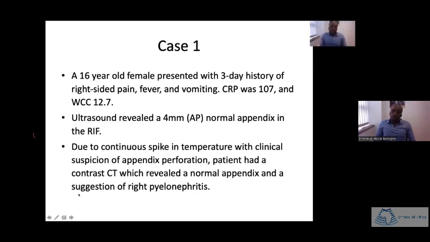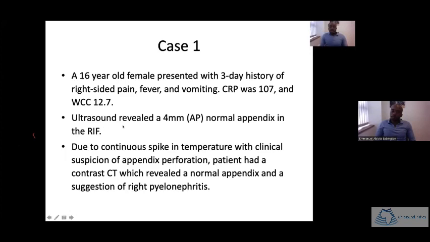So this first case is a case of a six-year-old female who presented with a 3-day history of right-sided pain, fever, and vomiting. C-reactive protein was 107, which is a lot, and the white cell count was 12.7. I think the landmark we use in our trust is 10. So any CRP above 10 and white cell count above 10 is abnormal, and that gives an insight and a suggestion of inflammation going on.